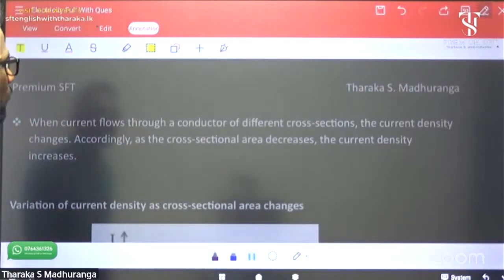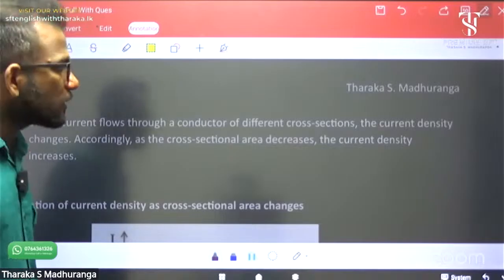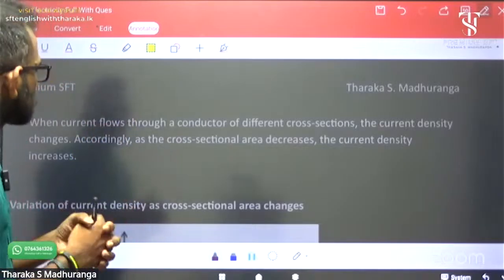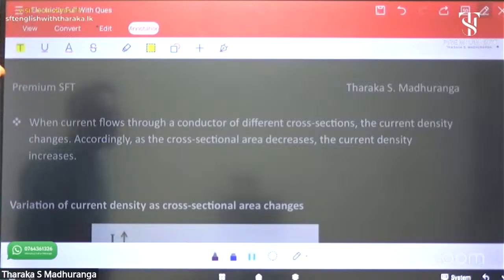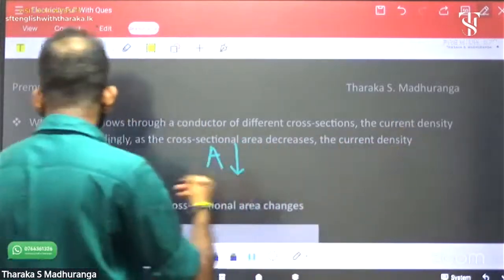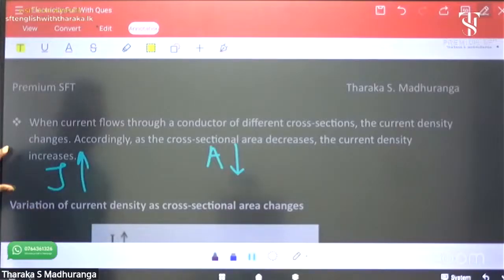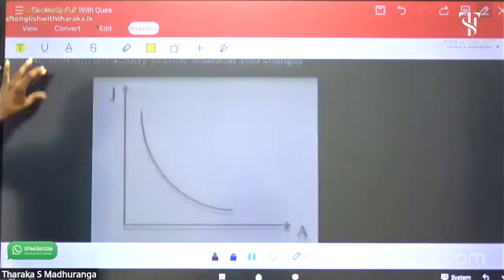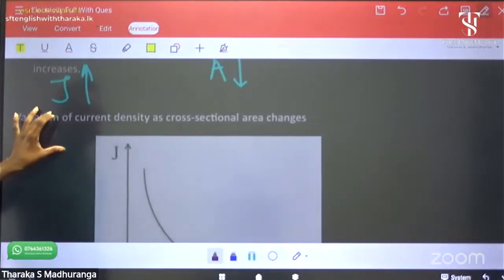While current flows through a conductor of different cross sections, the current density changes. Yes, the current density changes with cross section area. Accordingly, as the cross section area decreases, the current density increases. Okay, that one is also very important for the MCQ part.